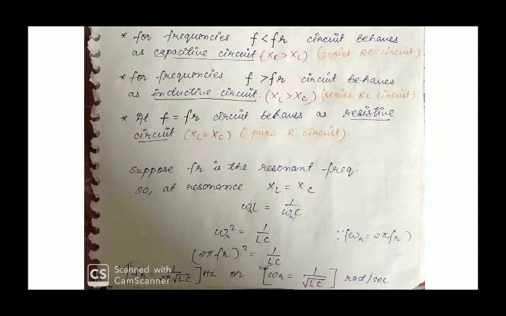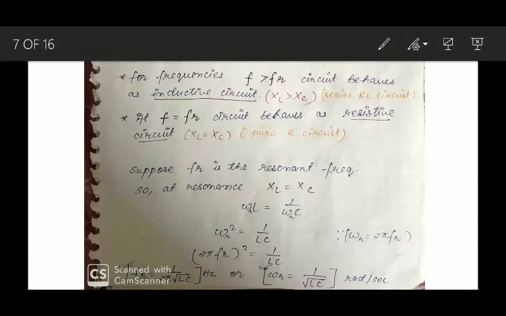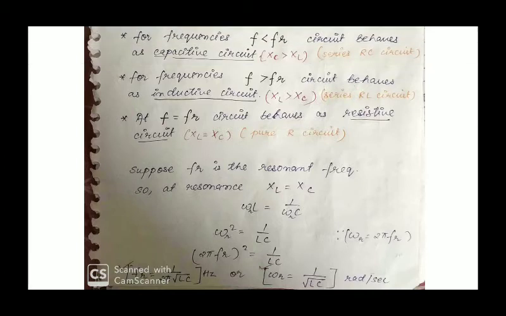Now if we need to find the resonant frequency, what is happening at resonance? XL equals XC, that is omega L equals 1 upon omega C. So if we derive that, we come to the point that frequency equals 1 upon 2 pi square root of LC in terms of hertz, and angular frequency equals 1 upon square root of LC. Angular frequency unit is radian per second.